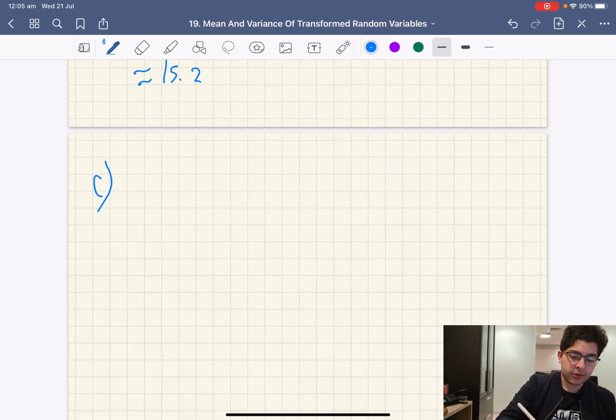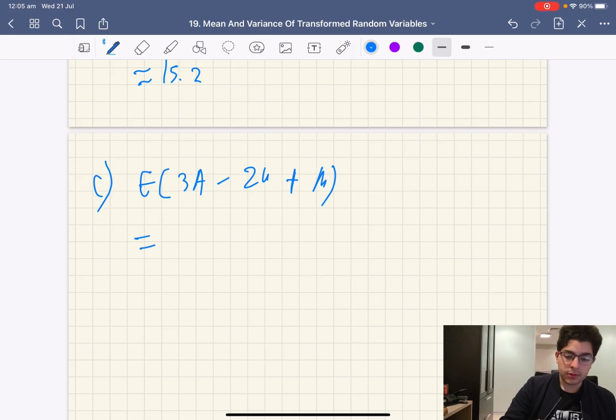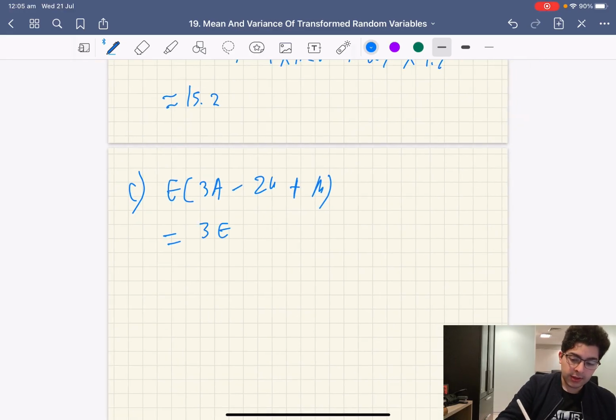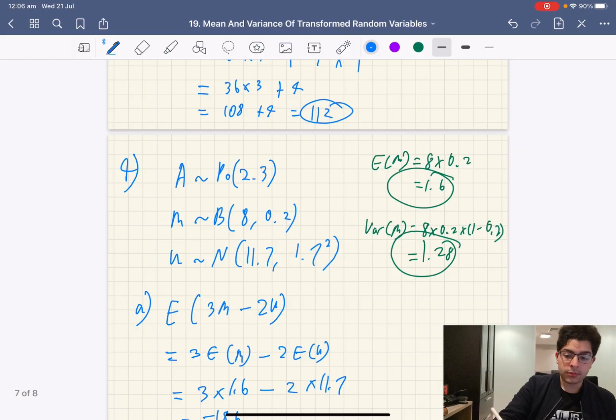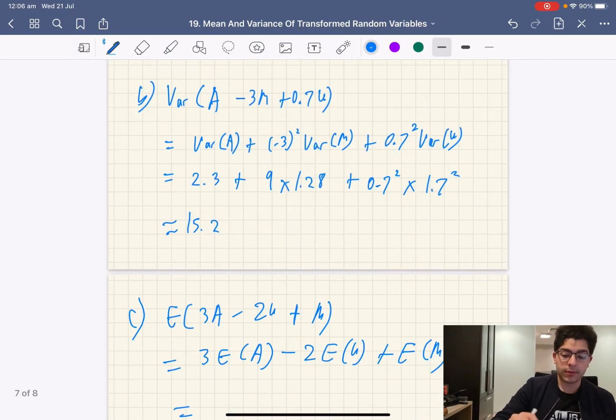Now as a final part, I'm going to say find E of 3A minus 2U plus M. So that's the same thing as 3E of A minus 2E of U plus E of M. In the formula, now we know E of A, because A is a Poisson distribution, E of A is going to be 2.3.